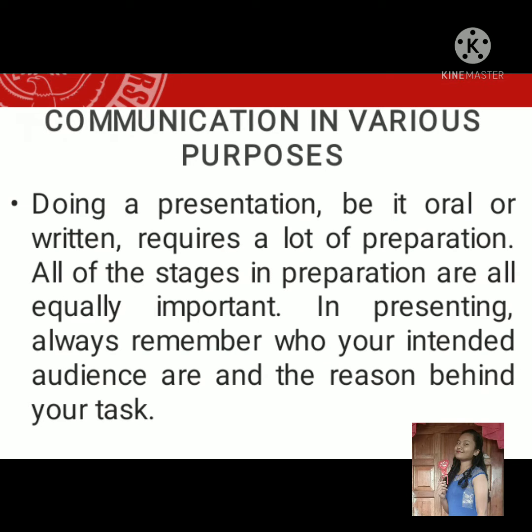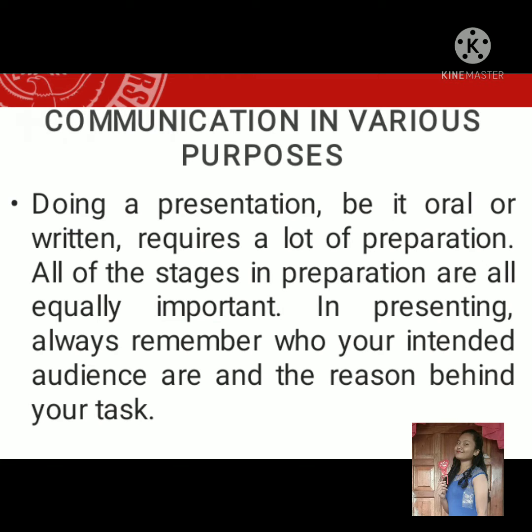So, doing a presentation, be it oral or written, requires a lot of preparation. Writing a presentation, for example, requires pre-writing activities, actual writing, and revising or rewriting. All three stages of writing are equally important in doing a writing project. Similarly, an oral presentation consists of multiple stages and tasks. In presenting ideas, you need to keep in mind the reason behind your task and the intended audience that will listen to you or read your work.